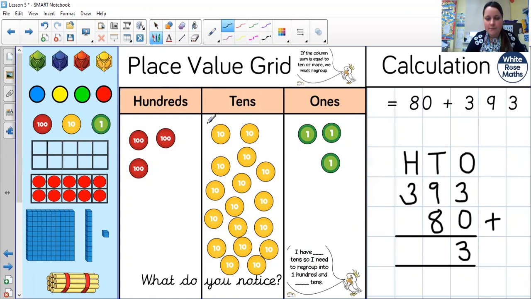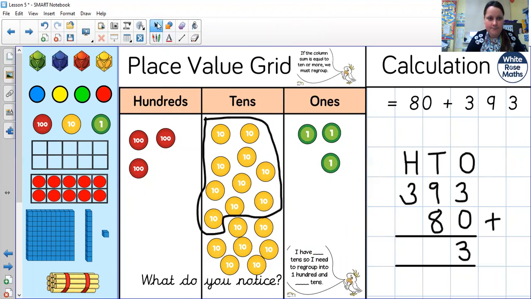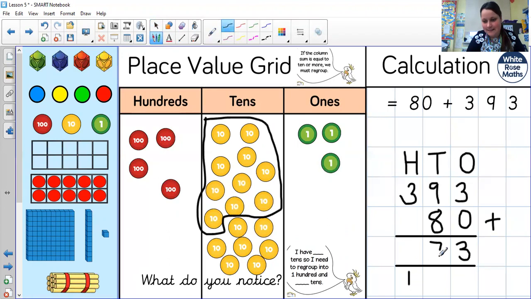So I'm going to regroup my 17 tens into 100 and 7 tens. And I'm going to show that on my column addition. So 100 and 7 tens. And then I'm going to add my hundreds. So 300, add the 100 where we regrouped the tens. In total, I have 400. So my answer is 473.